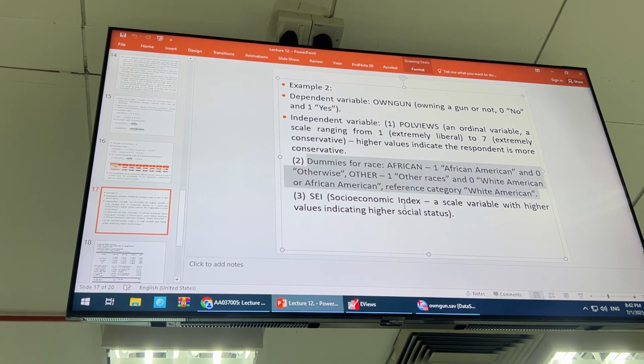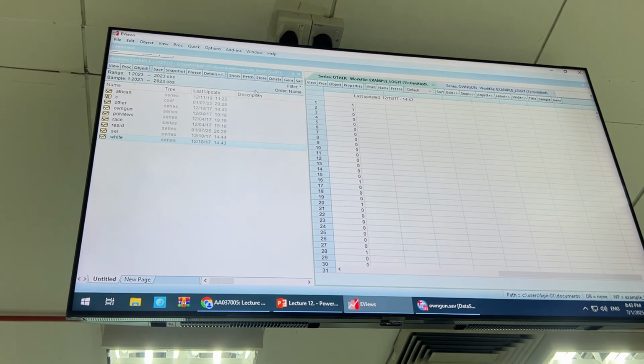And then the third variable we have is a socio-economic index, a scale variable with higher values indicating higher social status. So this one is just like a normal variable with numerical values, we call it a scale variable, so we can just use that variable. You can include that variable in the model. Okay, so we re-estimate the model.